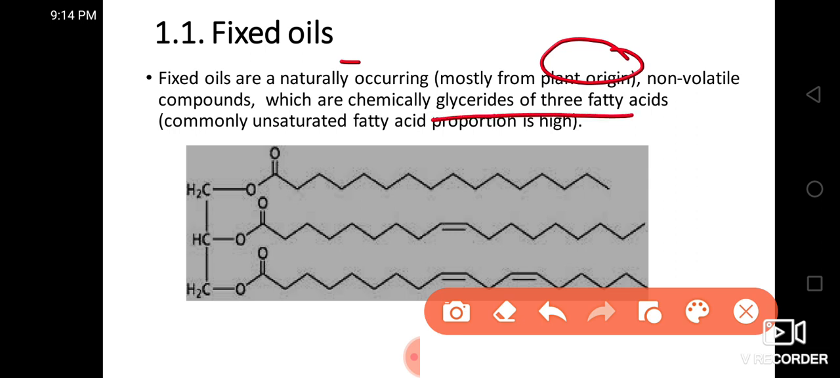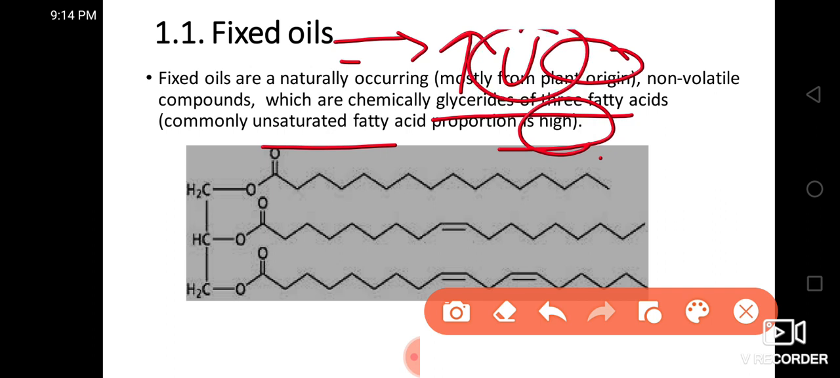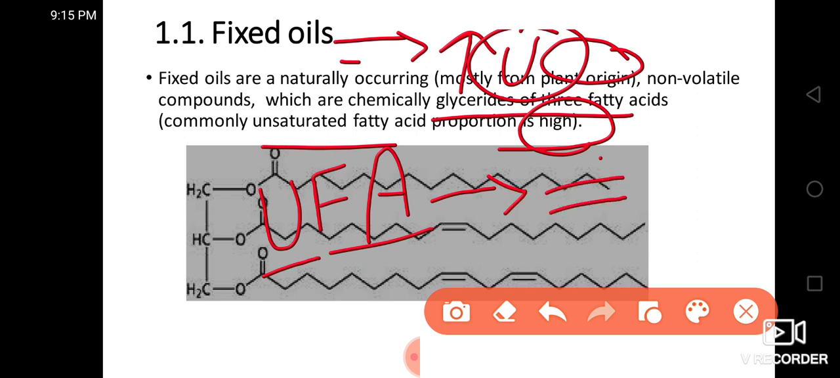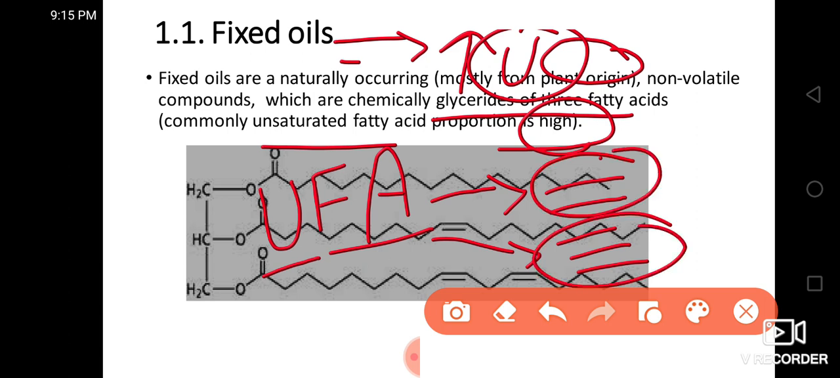Commonly the proportion of unsaturated fatty acids is high. So in oils, you have a high amount of unsaturated fatty acids, which I indicate with UFA. Unsaturated fatty acids contain double or triple bonds in them. Maybe double or maybe triple, but in the case of fats or lipids, mostly a double bond is present.